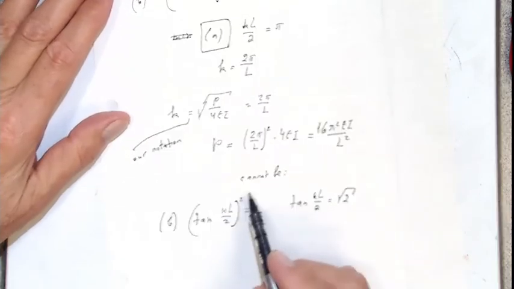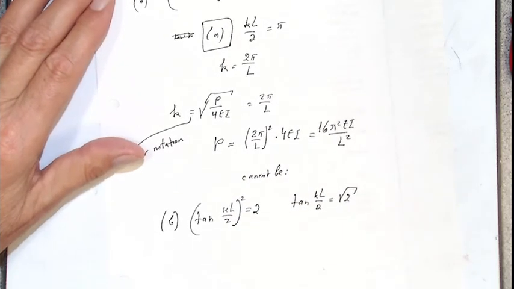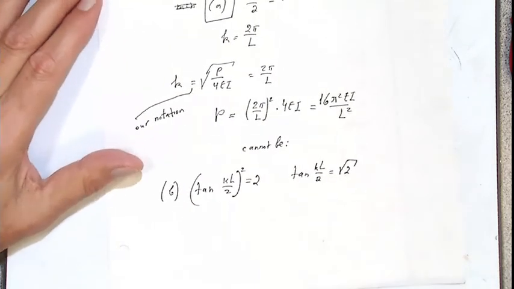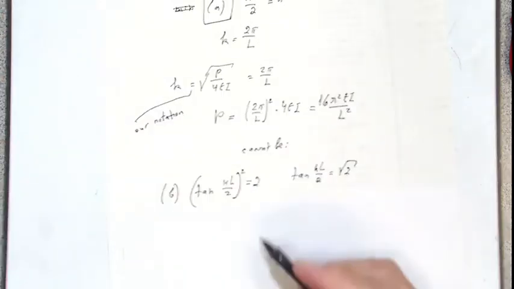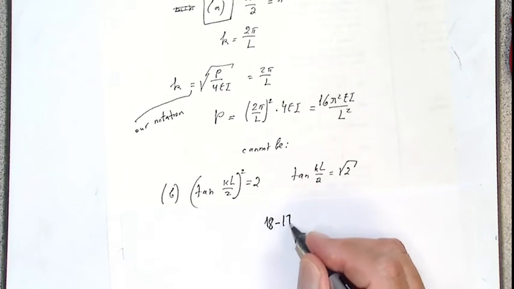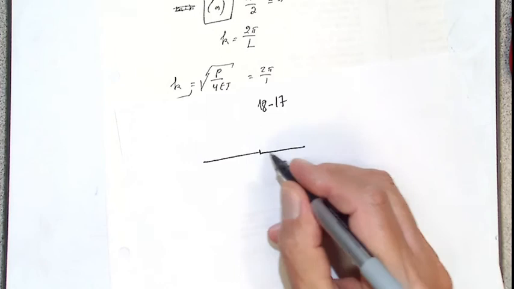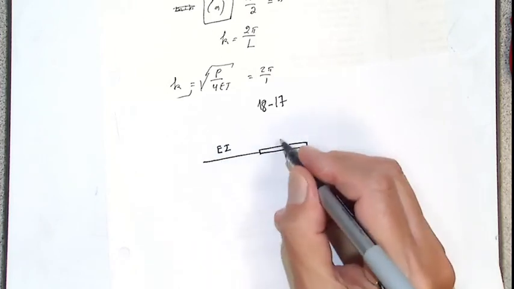This cannot be, because, look please. Why did I write this cannot be? 1817. I have this beam. That is EI. That is 4EI.